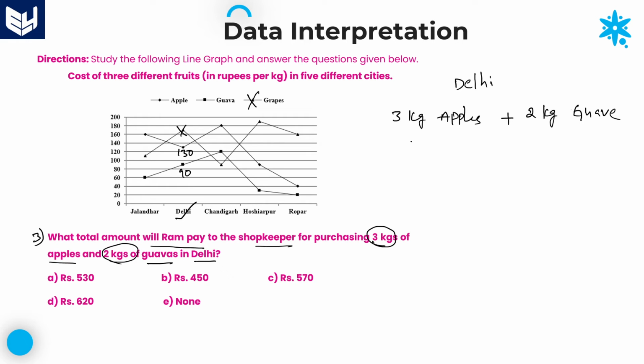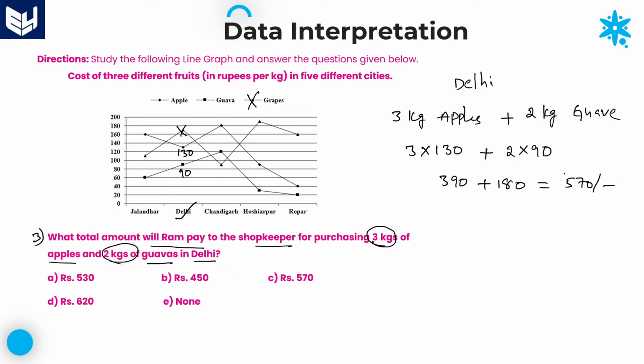So, 3 kgs of apples. Here, 1 kg of apple cost is given as 130. Therefore, 3 kgs is equal to 3 into 130, plus 1 kg guava cost which is given as 90, and then 2 kgs cost is 2 into 90. Now you can calculate this value. 3 into 130 is 390 plus 2 into 90 that is 180. Now you can add these two values. Here if you add 200, 590 minus 20, you get 570.